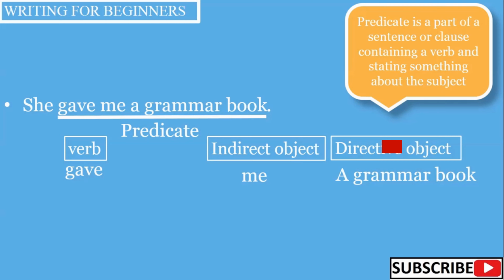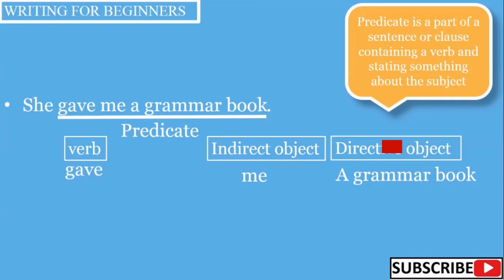A predicate is a part of a sentence or clause containing a verb and stating something about the subject. So it means all the examples are appropriate, all the examples are defining the subject, and all the examples are appropriate to describe what a predicate is, and to understand the predicate.